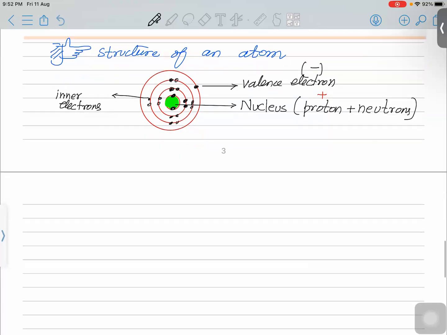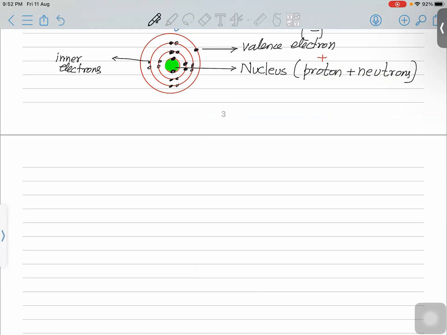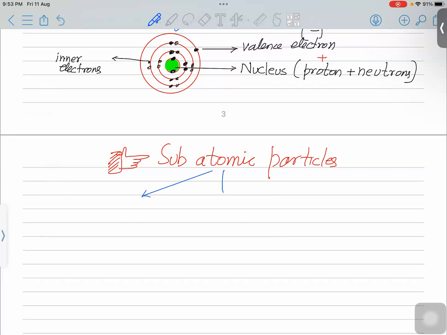So these are called subatomic particles. Now, can you tell me how many subatomic particles? 3. Can you name them? The proton, neutron, and the electron. Very good. Now our heading is subatomic particles. So we have 3 subatomic particles: electron, proton, and neutron.